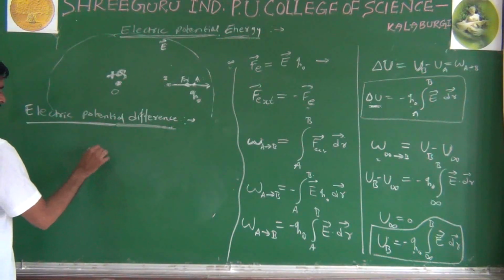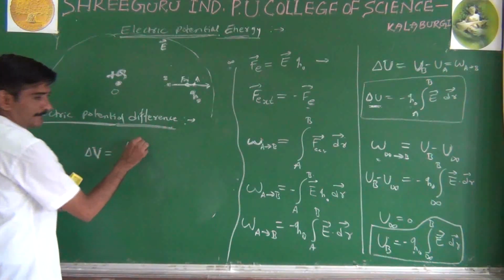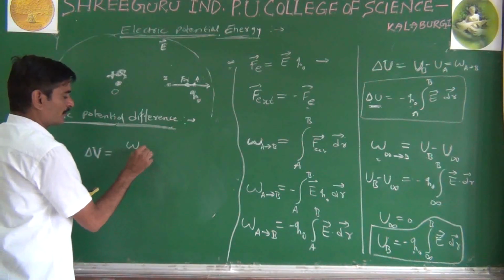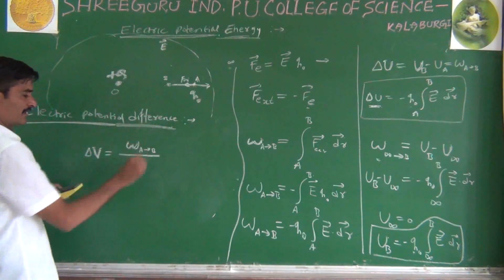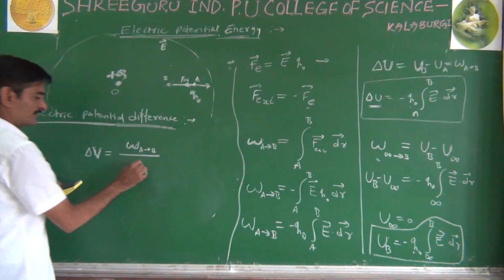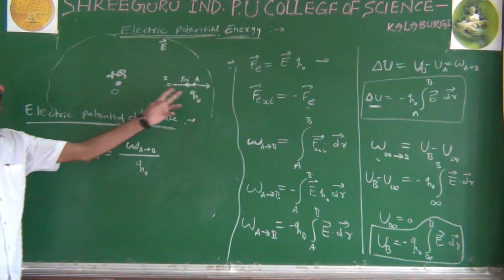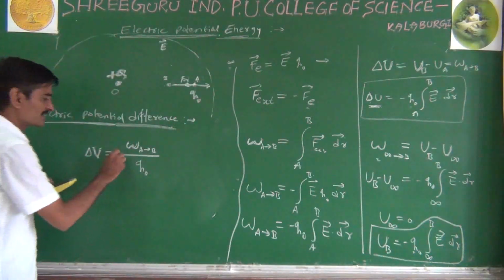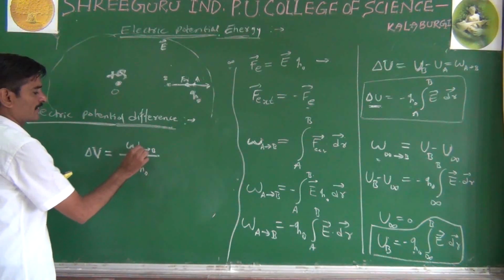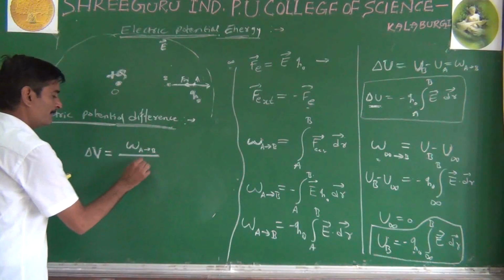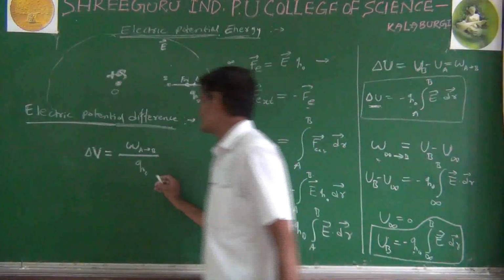I'll write it as delta V. Delta V is equal to work done in moving the charge from A to B, divided by the magnitude of the test charge. Electric potential difference between 2 points in an electric field is defined as the ratio of work done in moving the test charge from one point to another point against the electric field to the magnitude of the test charge.